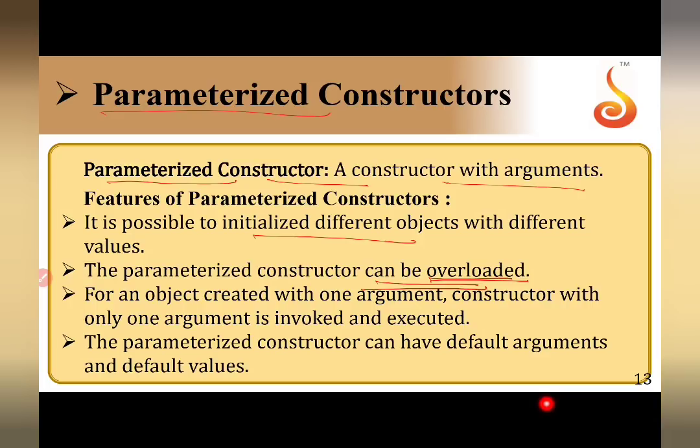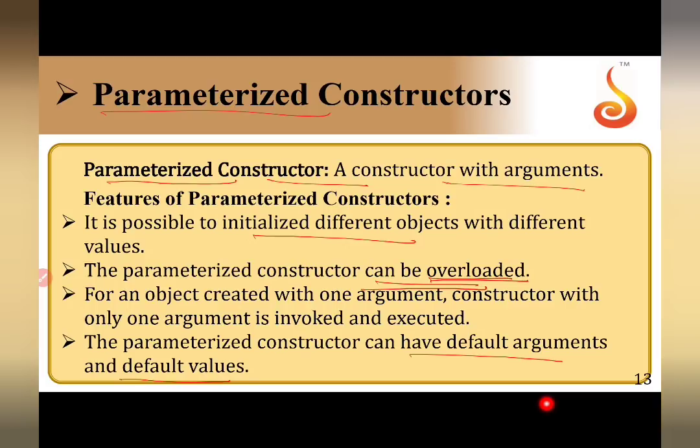So for an object created with one argument, the constructor with only one argument is invoked. For example, if I am passing only one parameter, when you create an object with one parameter value passed, it will invoke the corresponding constructor. A parameterized constructor can have default arguments and default values. This one we will do when I do default arguments.